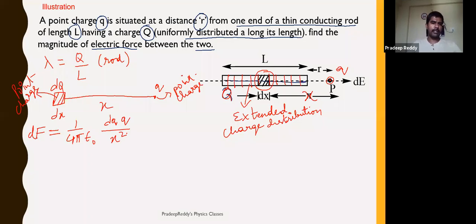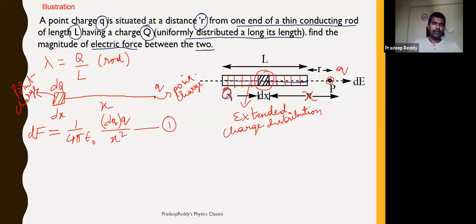dF is equal to 1 by 4 pi epsilon naught. Charge on this element is dq. Charge on this point is q. Both are separated by distance x. Now let me take this as equation number 1.